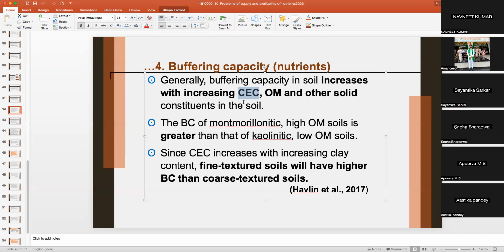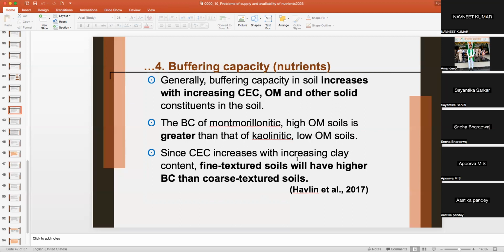The buffering capacity of Montmorillonitic clays is high, and of high organic matter soils is greater than that of kaolinitic or low organic matter soils. It means more organic matter, more buffering capacity. More Montmorillonite clay than kaolinite, higher buffering capacity. If kaolinite dominates, then low buffering capacity. Low organic matter, low buffering capacity.